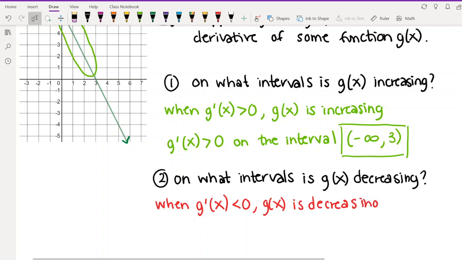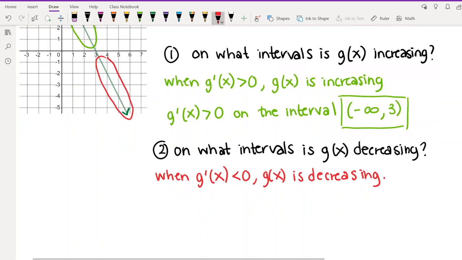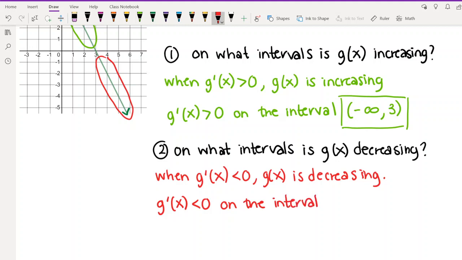What part of the graph lies below the x-axis? And so this is the part of the graph that lies below the x-axis, right? So g prime of x is less than 0 on the interval from 3, not including 3 because it's actually equal to 0 at 3, to infinity. And so that answers our question. That is where the original function will be decreasing.